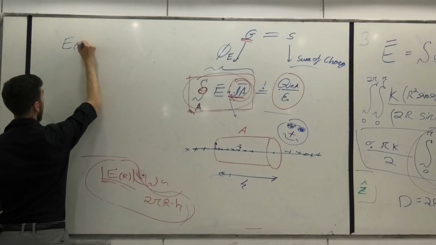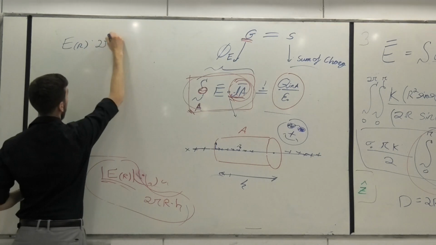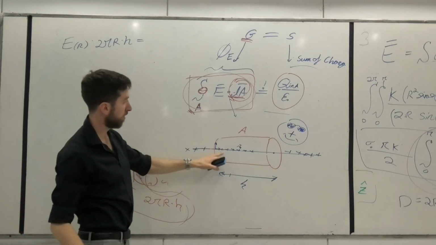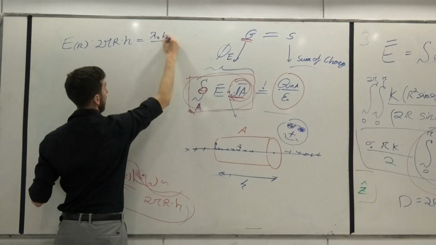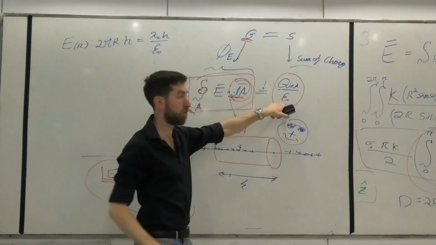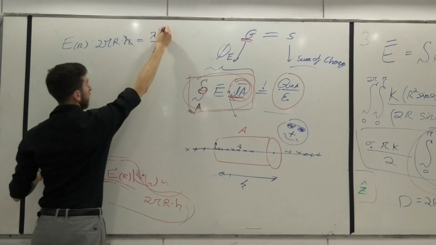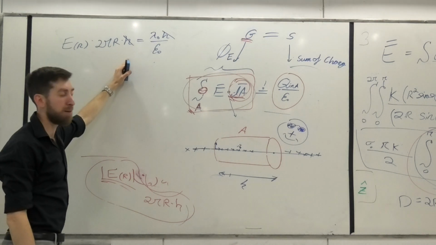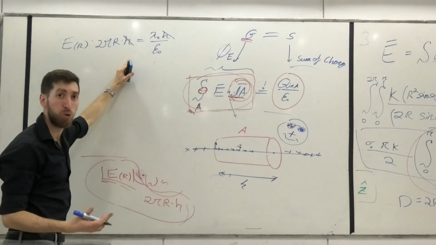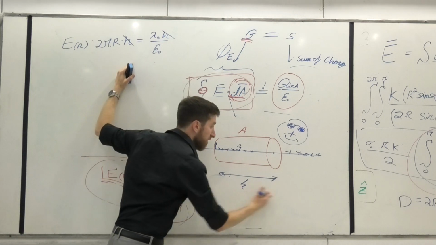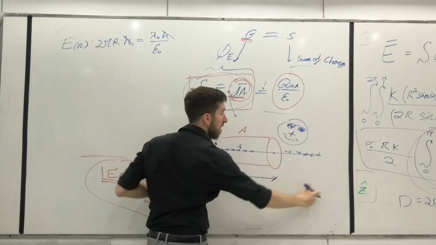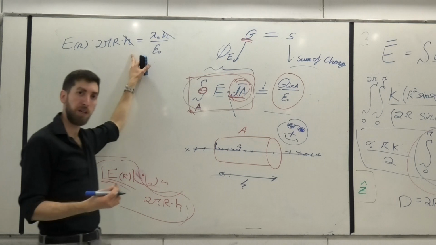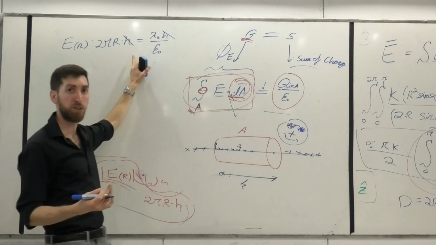E as a function of r times 2 pi r times h equals lambda 0 h divided by epsilon 0, right? You have this h dying out. What does it say that h dies out? We don't need the length, because my imaginary cylinder could be at every height that I want, whatever I want. It doesn't matter.